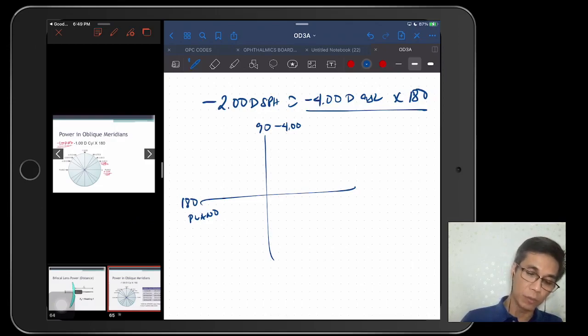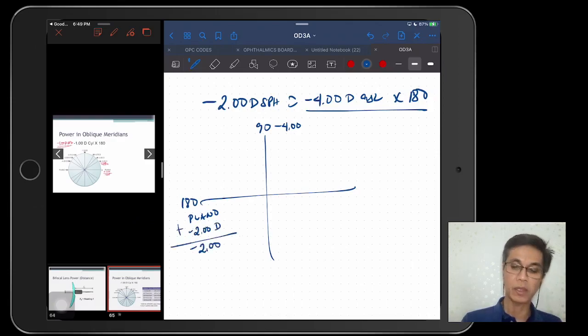As such, yung 180 ko, tumatanggap din siya ng minus 2 naman na galing sa spherical component. So, tumanggap siya ng minus 2. Total niya, minus 2. Ito rin naman, tatanggap yan ng minus 2. So, magiging total power niya, minus 3 diopter.